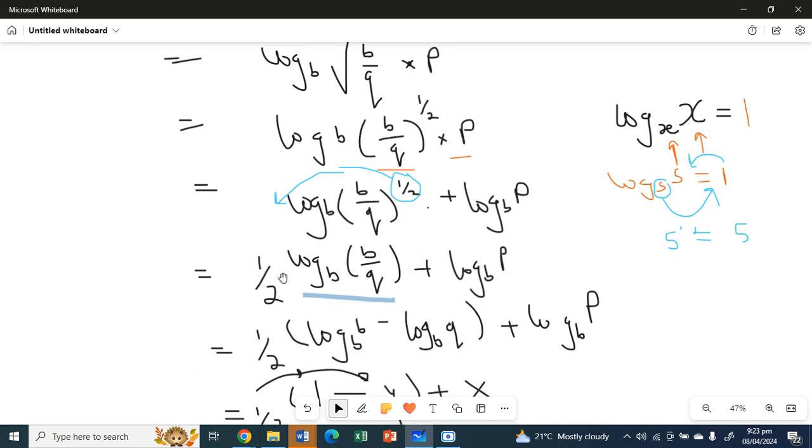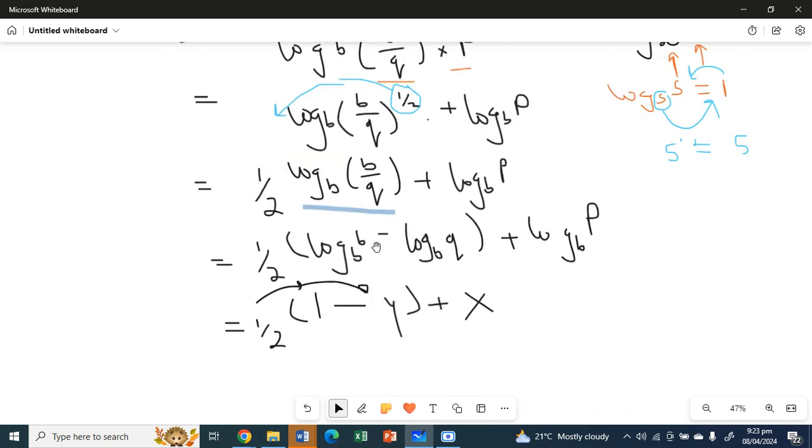So once you've brought the half in front, now you have half log b over q plus log bp. For log bp, we're already set with it. We can already substitute it. What we're working on is just this log b over q. So since we have b over q, we need to apply the quotient rule. That's why you see the quotient rule in these brackets here. So you're going to have log bb minus log bq, close brackets, plus log bp.